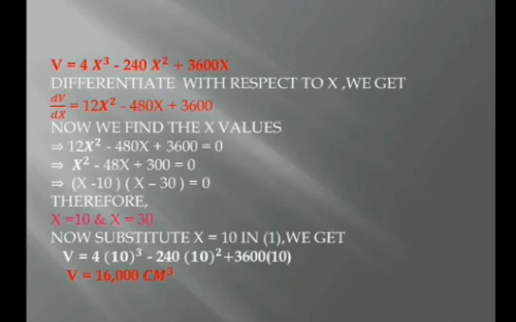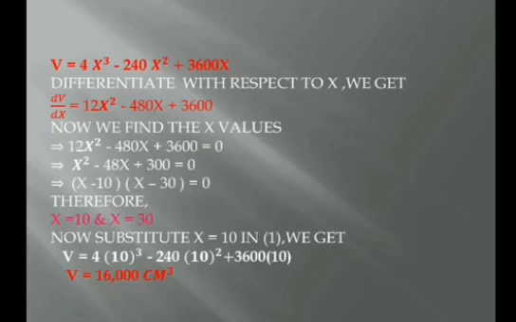Now we find the value of x. So we set 12x square minus 480x plus 3600 equal to 0. Dividing by 12, we get x square minus 40x plus 300 is equal to 0. Here we have the quadratic form, x square minus 40x plus 300 is equal to 0.